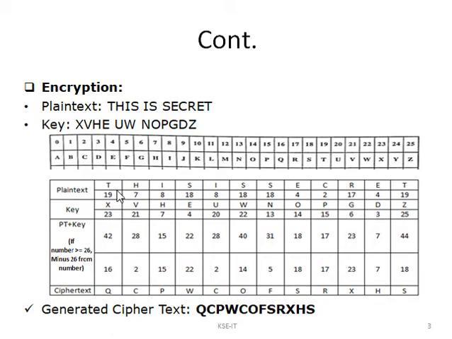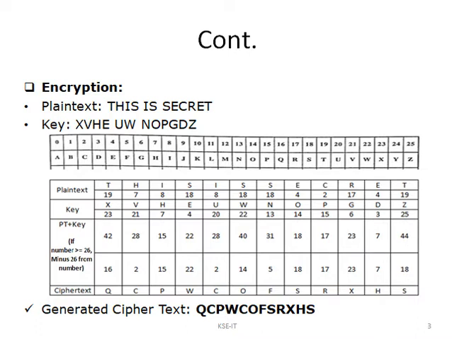For this column, T and X, 19 plus 23 gives you 42. For the next character pair, 7 plus 21 gives you 28. 8 plus 7, 15. 18 plus 4, 22. 8 plus 20, 28. 18 plus 22, 40. 18 plus 13, 31. 4 plus 14, 18. 2 plus 15 equal to 17. 17 plus 6 equal to 23. 4 plus 3, 7. And 19 plus 25 gives you 44.